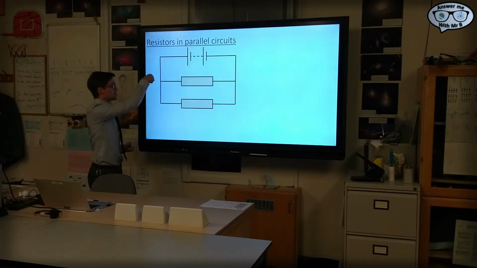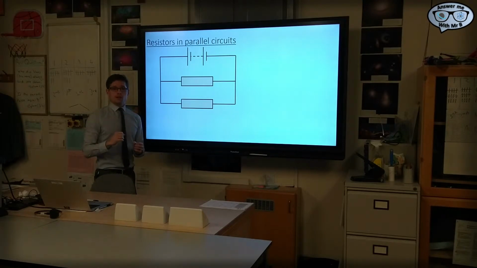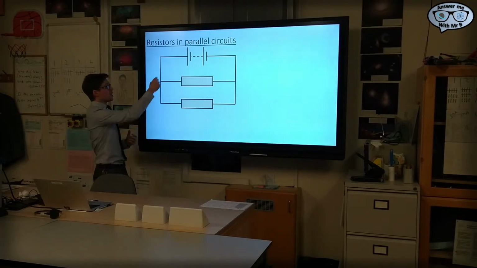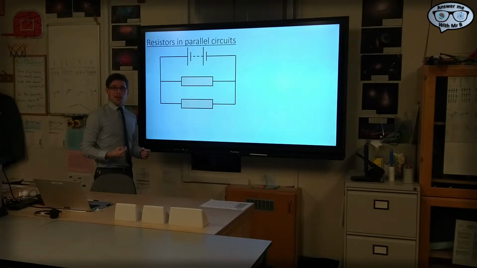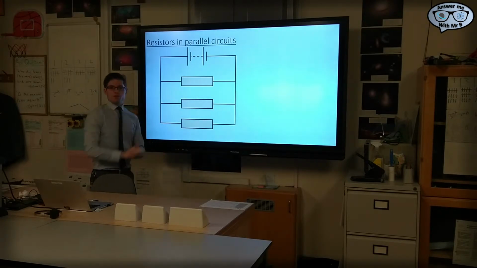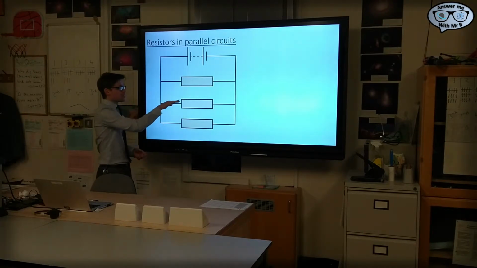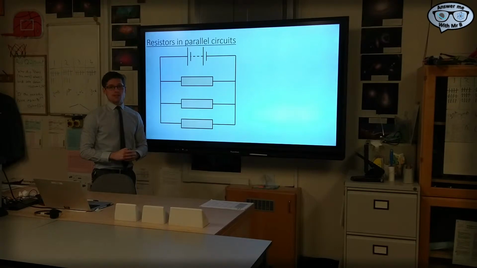You have added an entirely new route for the current to flow down. And so actually, the total current that's now able to flow through this circuit has gone up. If you added another branch, that would be another route for the current to flow down, and the current would again increase. Every resistor you add in parallel actually decreases the total resistance.